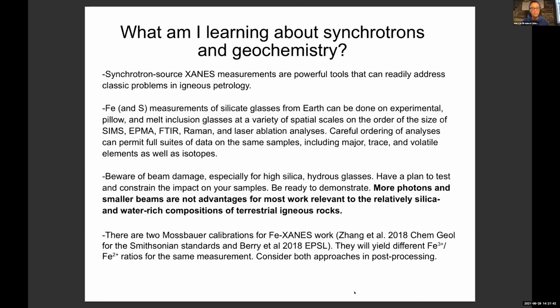They'll be really important. And there are two Mossbauer calibrations happening right now for iron S-XANES work, and you will end up with different ferric to ferrous ratios for the same measurements, depending on which approach you decide to go with. I lightly suggest that perhaps we should be considering both approaches in post-processing right now as that conversation evolves. Okay, thank you.